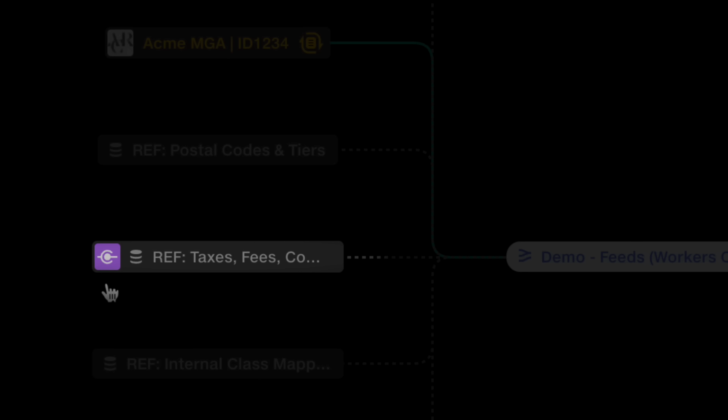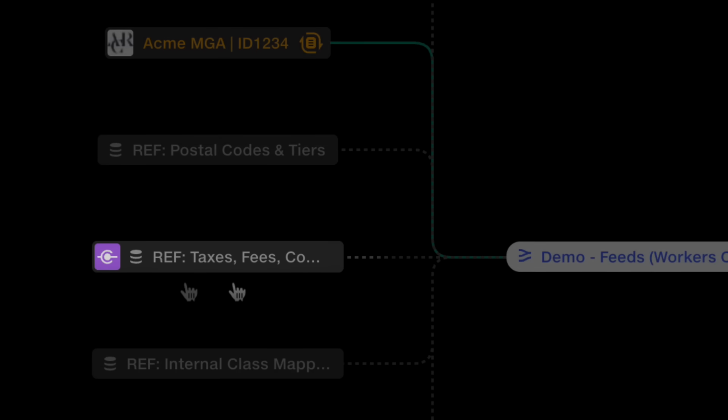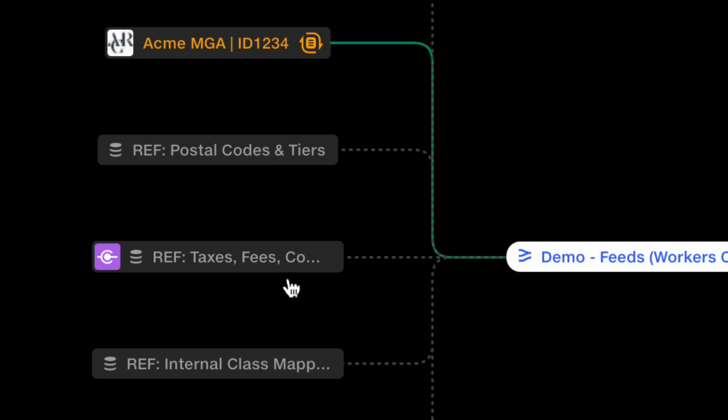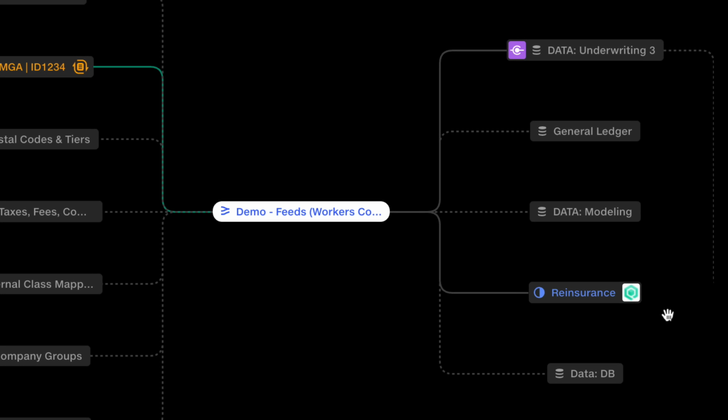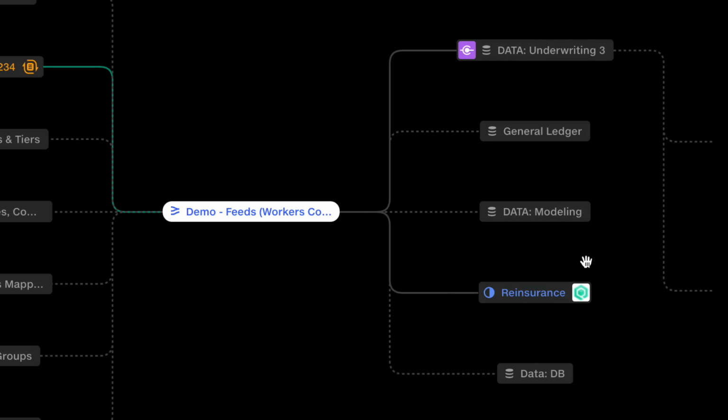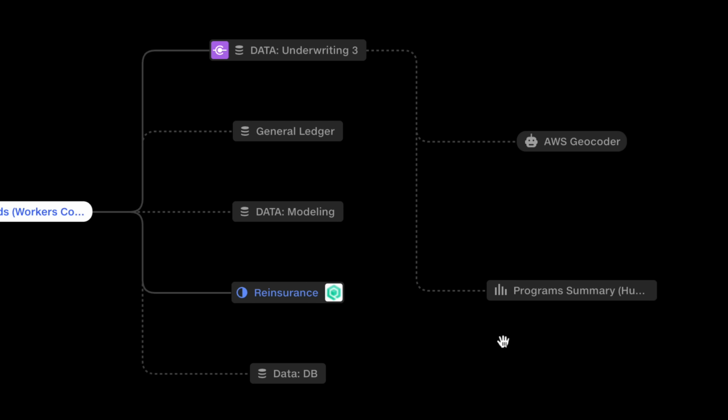These purple icons indicate where a dataset is connected via API. So in this case, the ref data for taxes, fees, and so on is going to be updated automatically via API. On the output side, we have datasets. We also have a feed, and again, we're showing the status there of a feed that's partially complete. Finally, we have reports, and we have other pipelines.